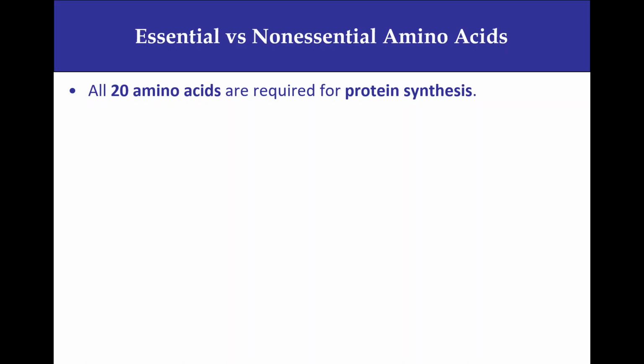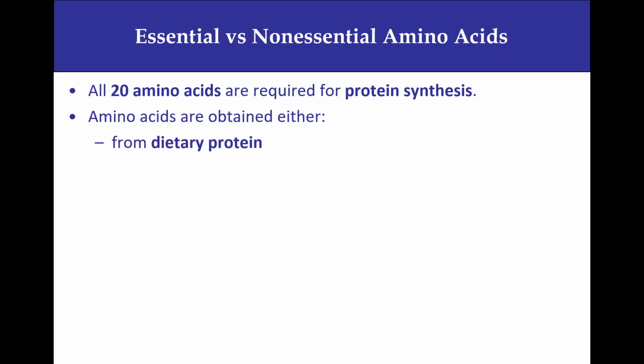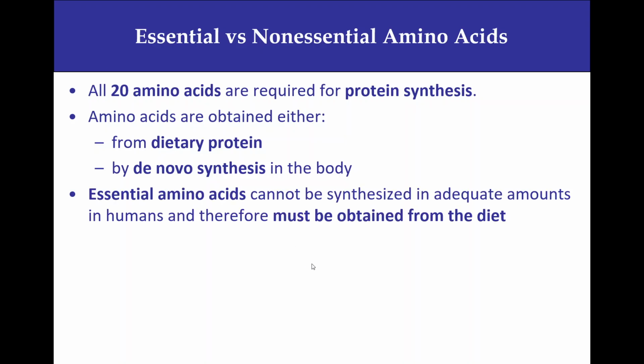The essential, I always tell my students, how do we remember essential, non-essential? Essential to eat, you have to eat them. Your body can't make them. So those that must be obtained from the diet are going to be essential. Must be obtained from the diet, essential to eat. You have to eat them. This is the easiest way to remember them. And you will see reactions for the non-essential.